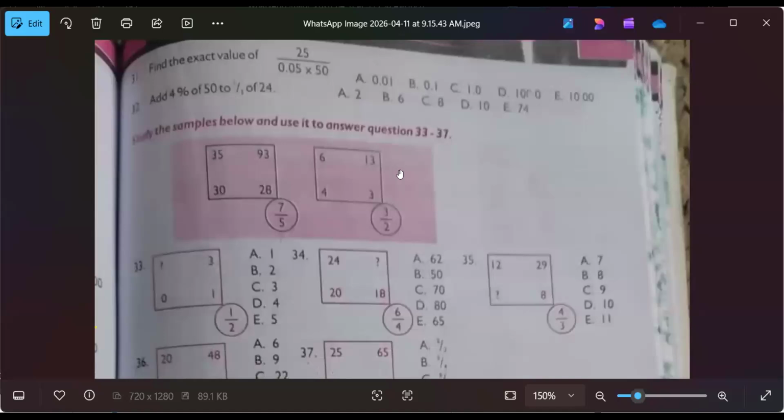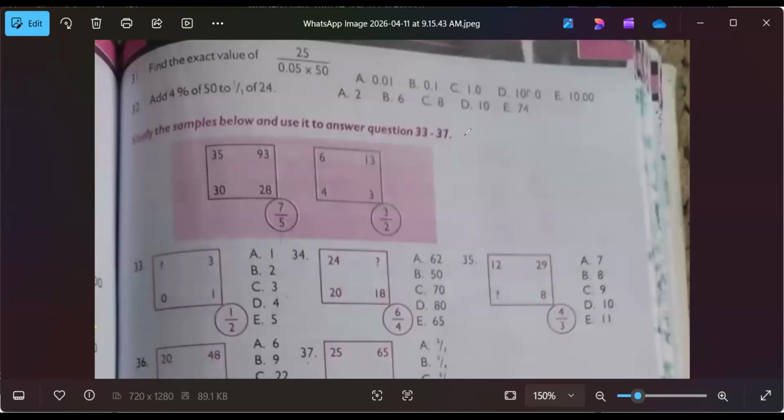Okay, can we go on to the next one now? Can we go on to the next one? Yes, sir. Okay, good. All right. So the next one says add 4% of 50 to one third of 24. So who can tell us what's 4% of 50?